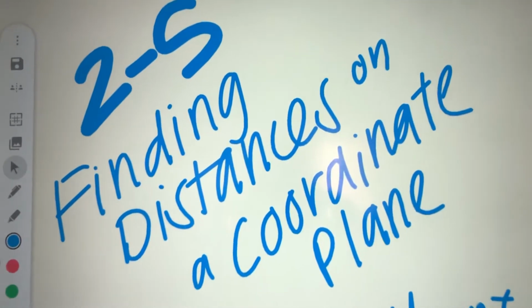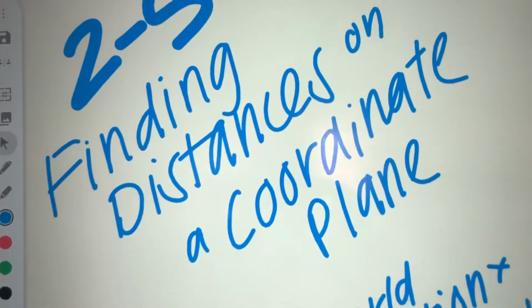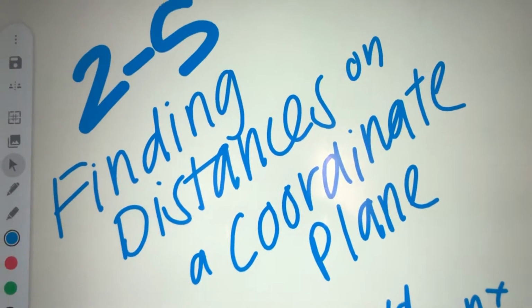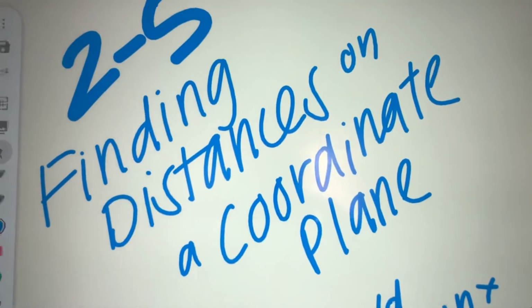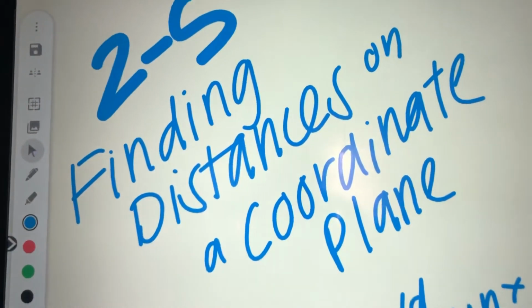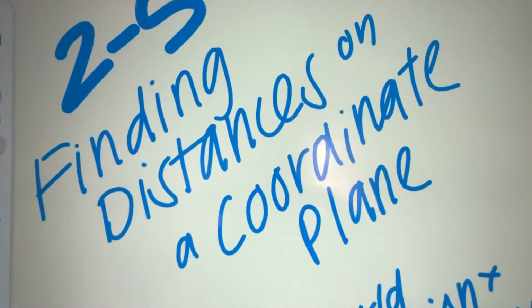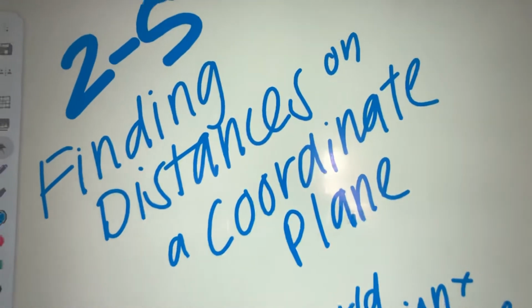Morning. Today we're going to be looking at 2-5, which is finding distances on a coordinate plane. So the last couple of days we've talked about coordinate planes and how we're able to find our ordered pair using our x and our y axis to find different spots on that coordinate plane. Yesterday we added in our rational numbers, so we had some fractions and decimals. Today we're going back to our whole numbers.